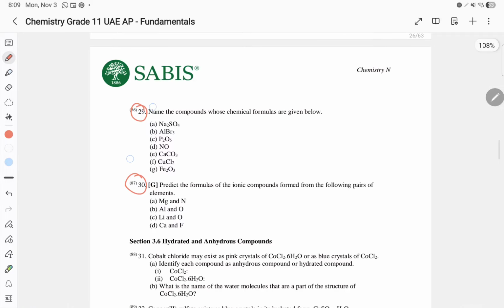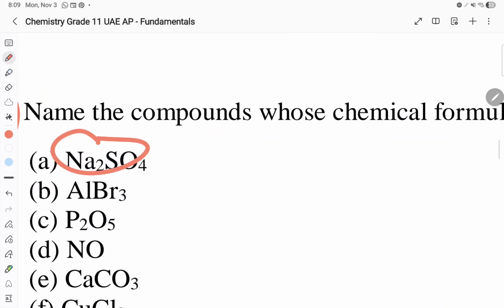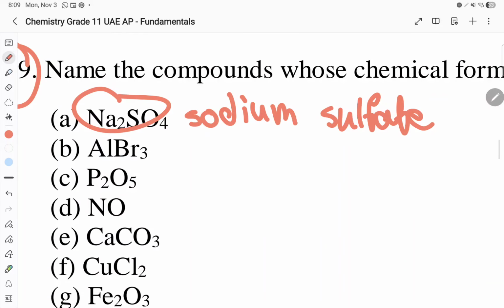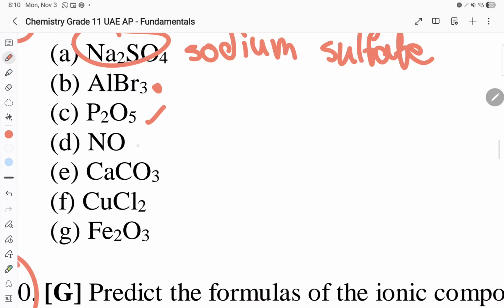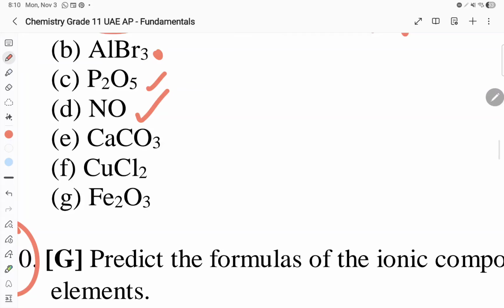Yeah. Here, just name these. This is an ionic compound, so you don't put any prefixes. It's just sodium sulfate. Here, I'm just gonna continue writing them. This is aluminum bromide. This is not ionic, so we can put prefixes, so it's diphosphorus pentoxide. Now this is nitrogen monoxide. Here you have CaCO3, which is calcium carbonate.